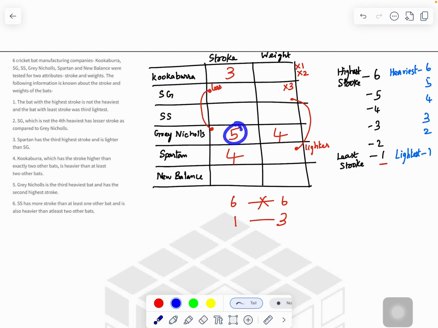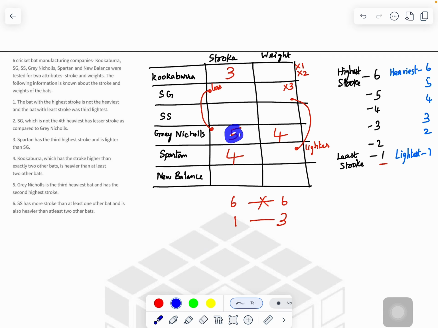So lesser than 5, as in 1, 2, 3, 4 can come, but 4 and 3 have already come here. So it can only be 1 or 2 here. But we know that if 1 comes here, 3 should come here. If 1 comes, 3 should come, but it's already specifically mentioned that 3 cannot come here. I'll repeat this point once again.